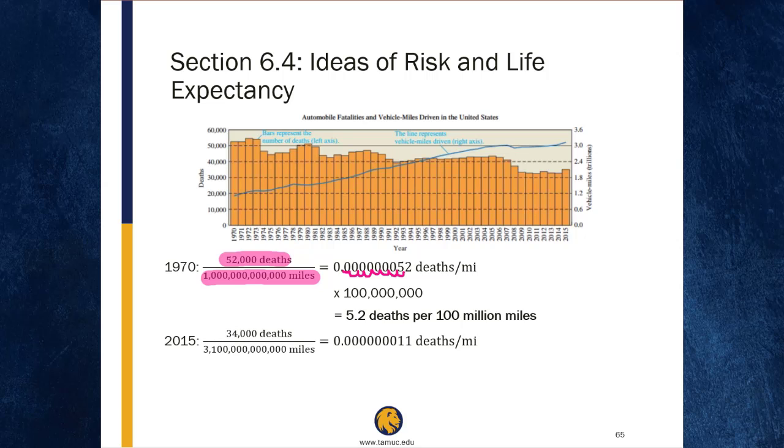Let's compare this to the 2015 numbers. In 2015, there were 34,000 deaths, already less than 1970, for over 3 trillion miles driven. That comes out to a decimal number for the deaths per mile. I multiply that by 100 million again to get 1.1 deaths per 100 million miles. We can see the death rate is much lower in 2015 than it was in 1970.